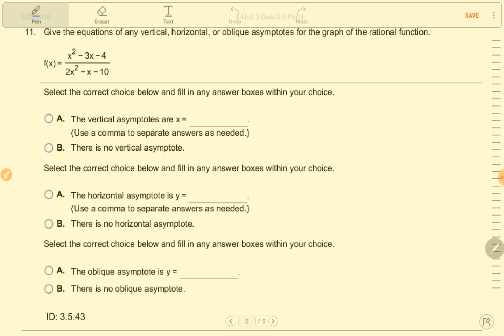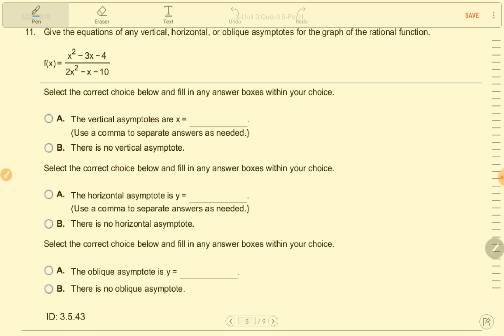So it says, give the equations of any vertical, horizontal, or oblique asymptotes for the graph of the rational function. So I want to first see if I can factor my numerator or my denominator, but actually not the first thing I want to do. In this form, it's actually useful to determine whether I have a horizontal asymptote or an oblique asymptote. So before I get to factoring, I'm going to first determine that.